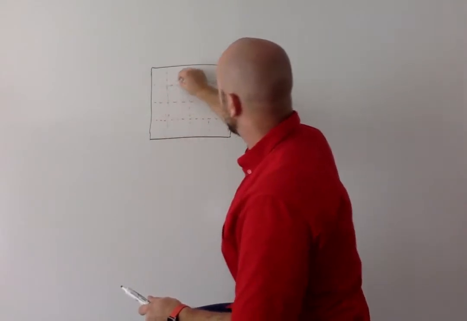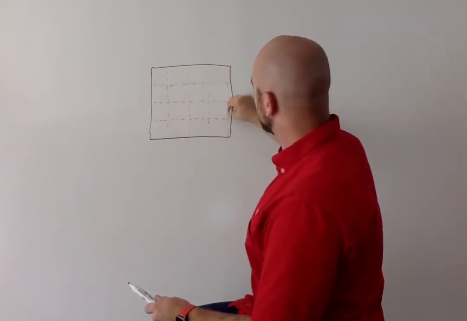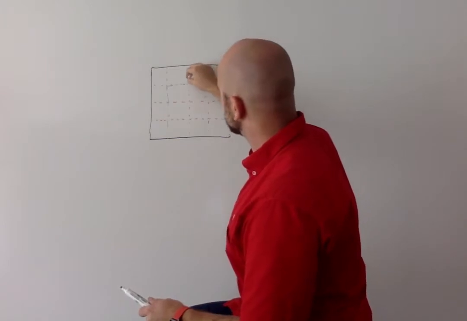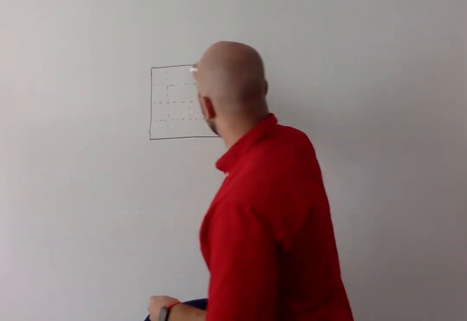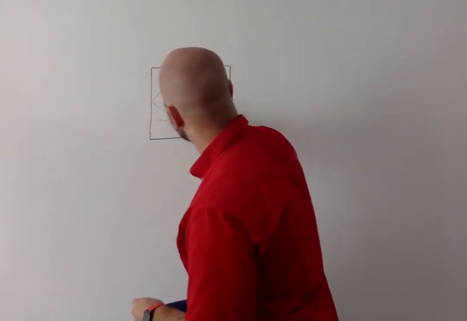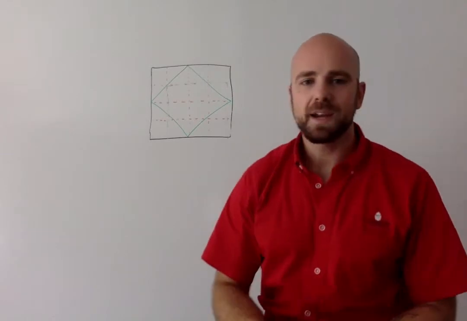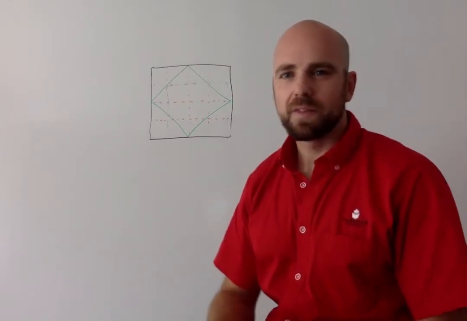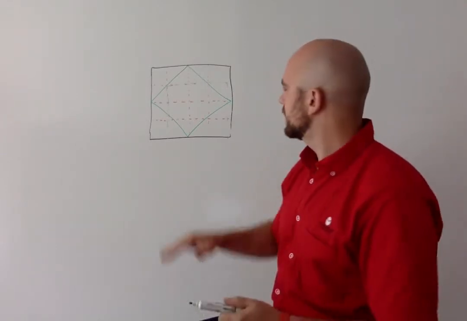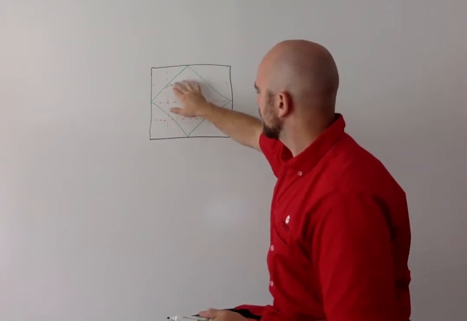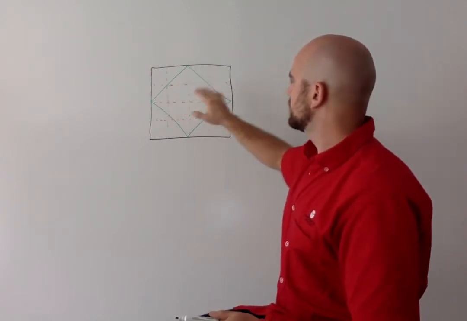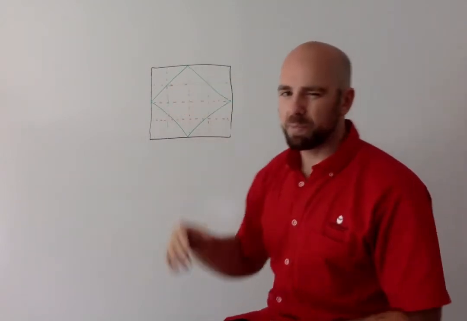What if it wasn't put in perfectly? What if it went something like this? What if we had a square that wasn't necessarily perfect? Because not all squares are meant to be perfect. And what I mean by perfect is it doesn't have an exact area.